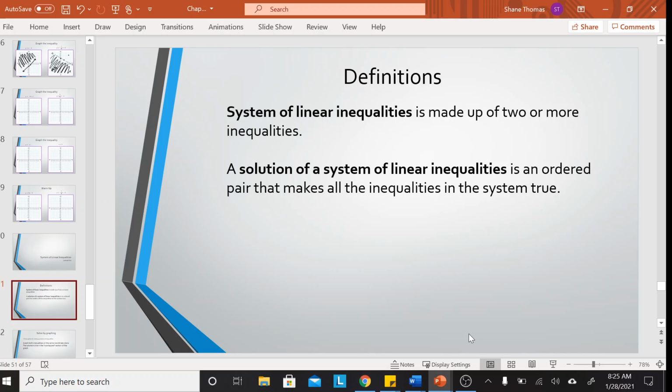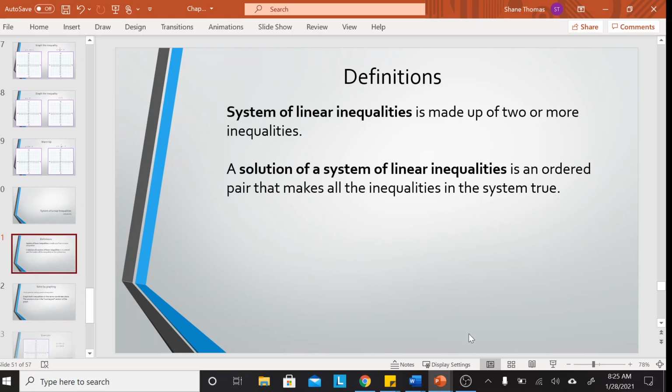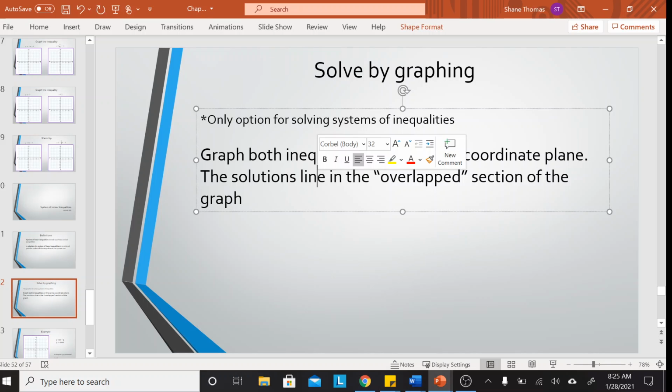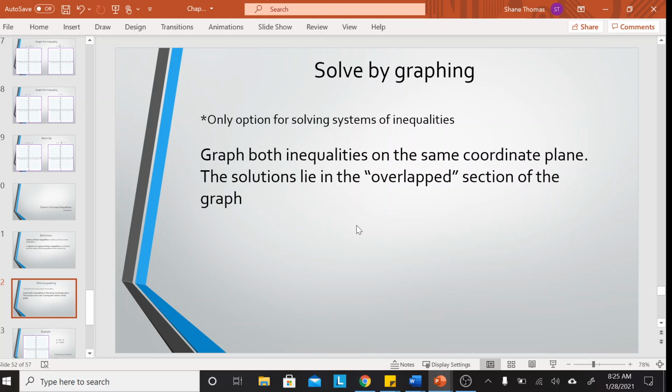All right, we good? Dom, you still writing? You good? Okay. All right, so how are we going to solve these guys? Well, we're going to use solve by graphing. All right, this is really going to be the only option we have for this. So what you want to do is graph both inequalities on the same coordinate plane, and the solutions, I should say, lie in the overlap section of the graph.